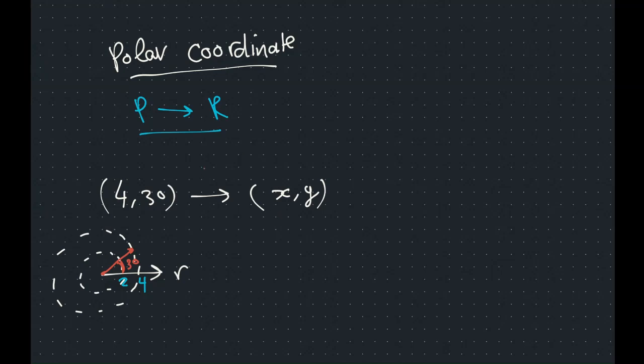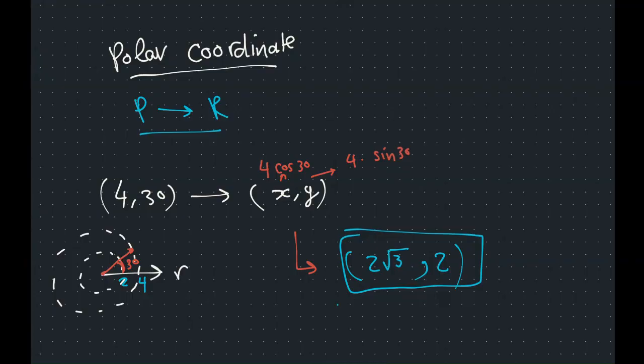So in order to find x, we will do 4 cosine 30. This is for the x, and for the y, we will do 4 sine 30. It's that easy. So let's do it. I will move all the way here, and let's write the result. So 4 cosine 30 is just 2 root 3, and then 4 sine 30 is just 2. And this is the rectangular form. And this is just it.